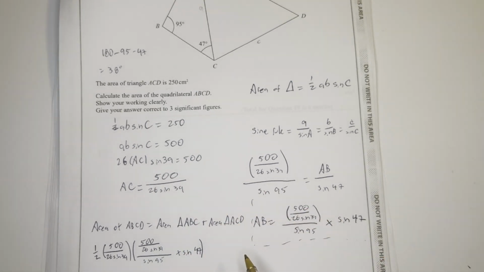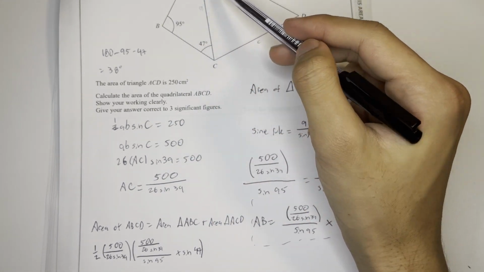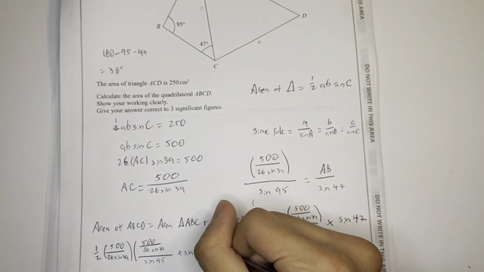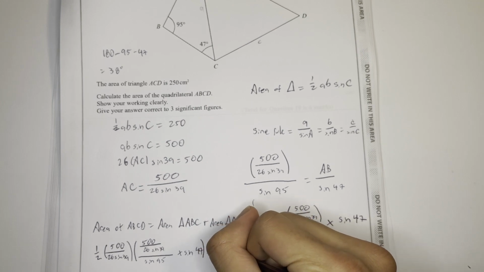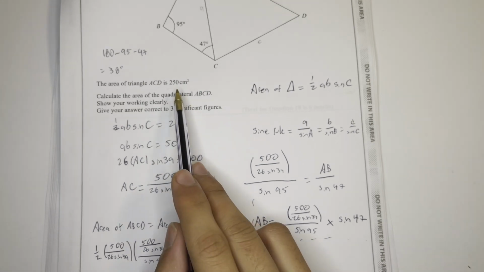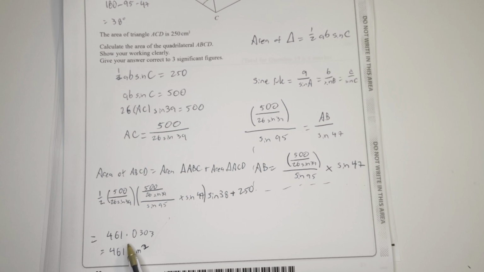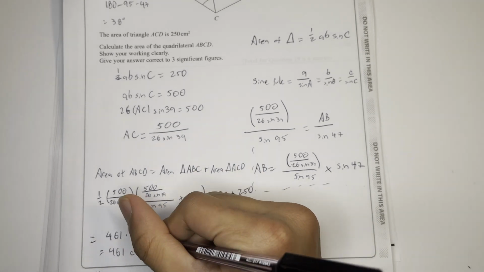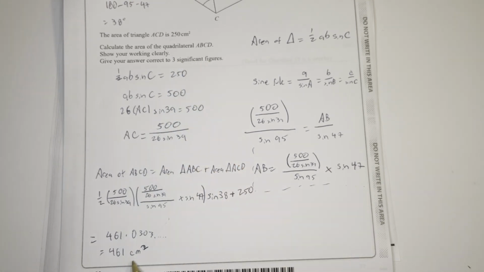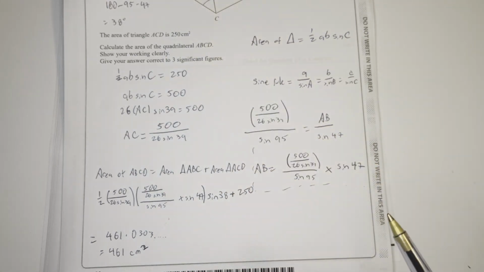multiplied by sine of C, which will be sine 38, as this is the angle opposite the only side which we haven't used. Sine 38. And of course, to this we have to add the area of triangle ACD, which is given as 250. Putting this all into our calculator gives you 461.0303, which, when rounded to 3 significant figures as required, gives us 461 centimeters squared, because it's an area we're going to use centimeters squared as our unit.